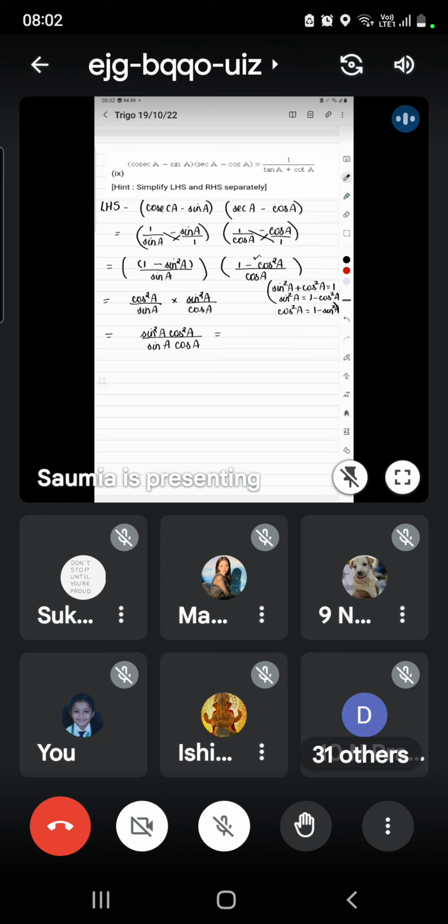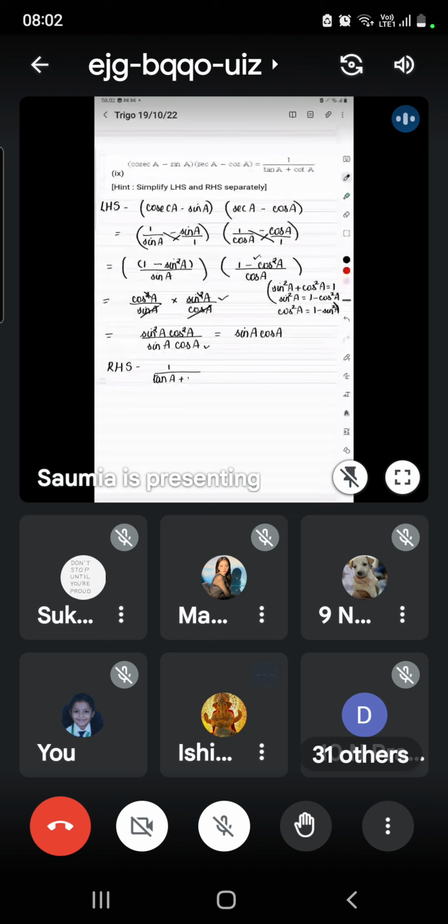There are two sin A's, no? Sin square A in the numerator. So one of them will get cancelled and only one sin A will remain. Same way, there are two cos A's, so one cos A will get cancelled. You can either cancel here or here itself. Both are okay. So what remains? Only sin A cos A. Now once I reach sin A cos A, I don't have much to do. So I now go to the RHS, taking the hint from the question.